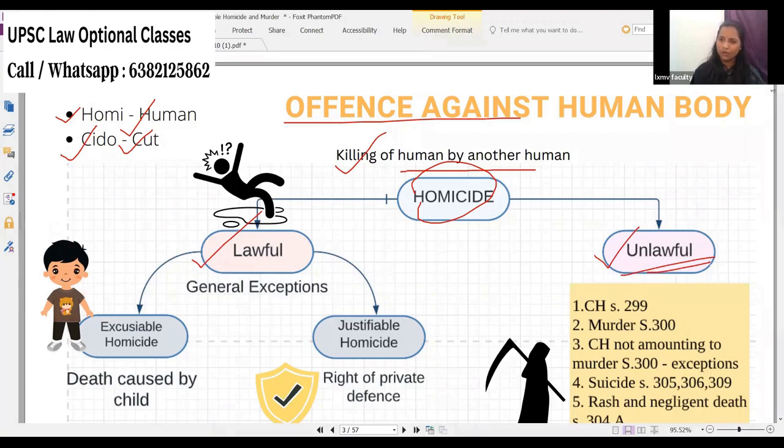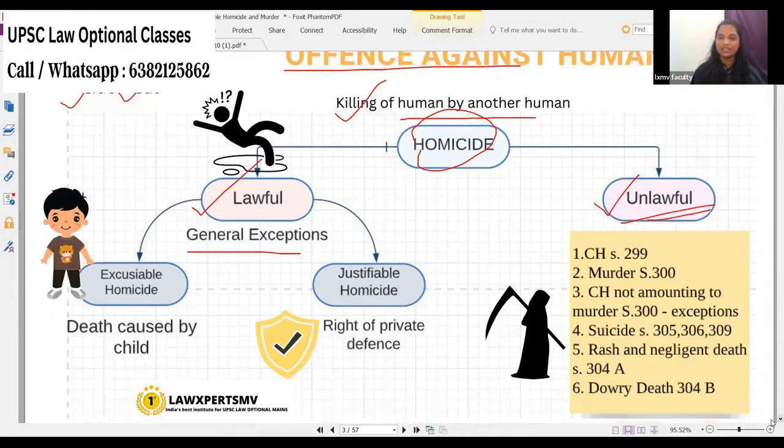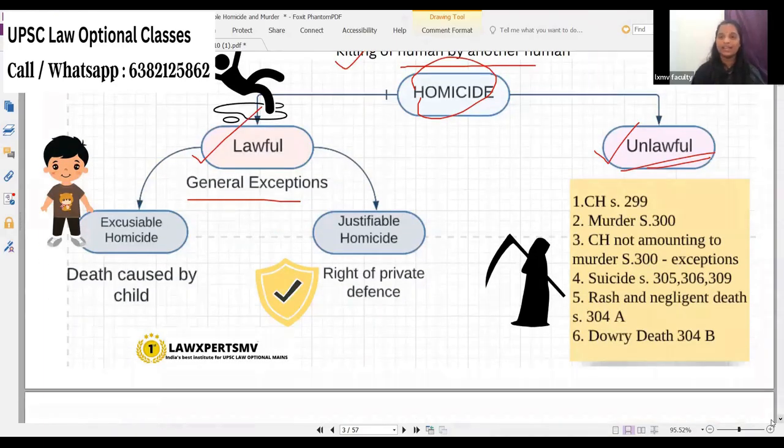So what are these lawful homicides? They are nothing but our general exceptions. If you kill a human being for any of the reasons mentioned under general exceptions, then it is lawful and it attracts no punishment. In lawful homicide, there are two types yet. One is excusable homicide and the other is justifiable homicide.